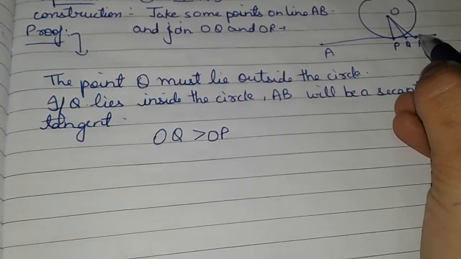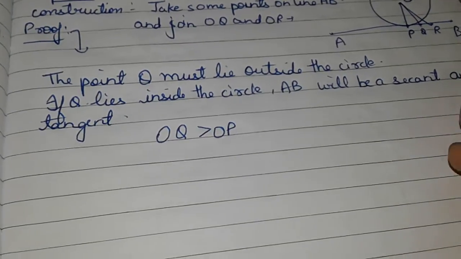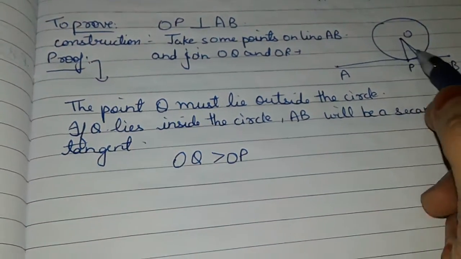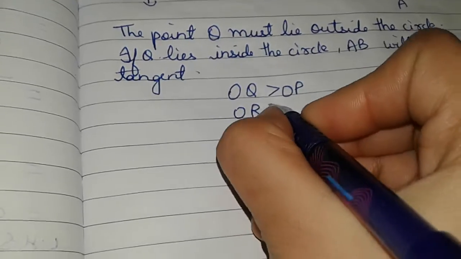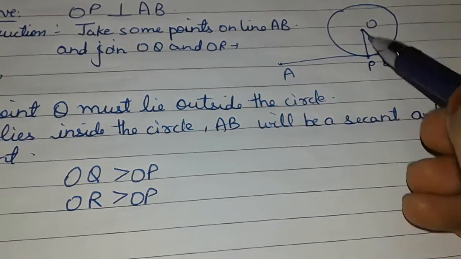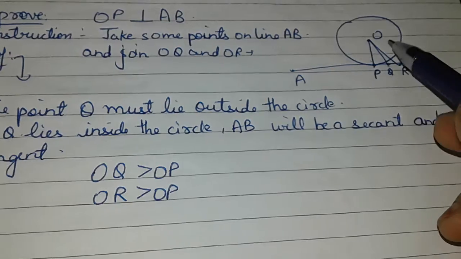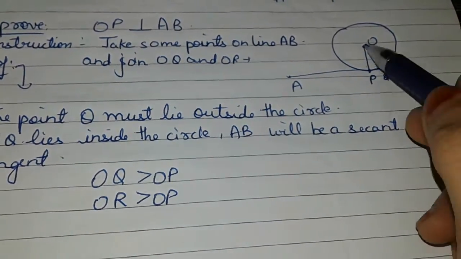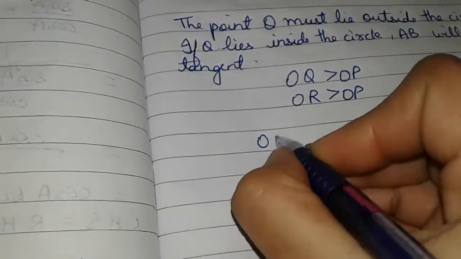Similarly, we will take the point R. The point R must lie outside the circle. If R lies inside the circle, then AB will become a secant and not a tangent. So R is also outside the circle on tangent AB. Similarly, OR is greater than OP. So look, these are the triangles: OPQ is a triangle, OPR is a triangle. In triangle OPQ, OQ is greater and OP is shorter. Similarly in triangle OPR, OR is greater and OP is shorter. So OP is the shortest side.